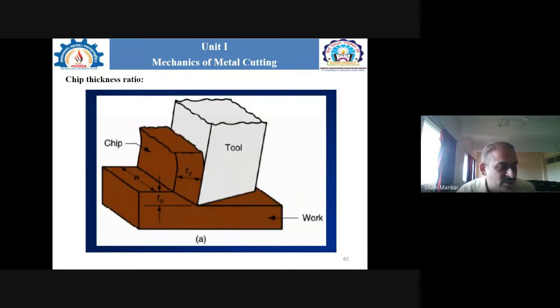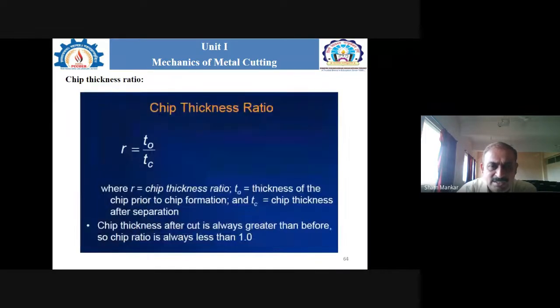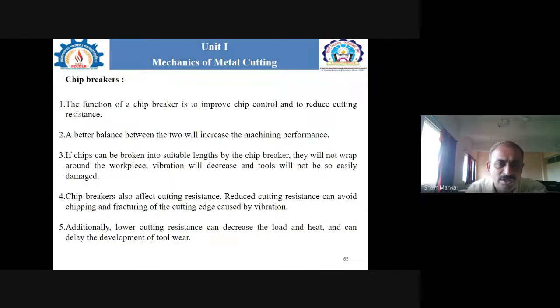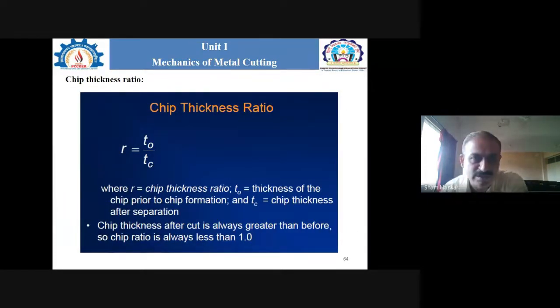Taking into consideration this particular diagram, it will be easy to understand what exactly t0 and tc mean, and what r is. W, as we know, is the width of the workpiece material which we are considering before the machining of that workpiece. Once we calculate the chip thickness ratio, it is helpful in solving numericals, basically in the machining time calculation. So one must understand this formula, r is equal to t0 by tc.